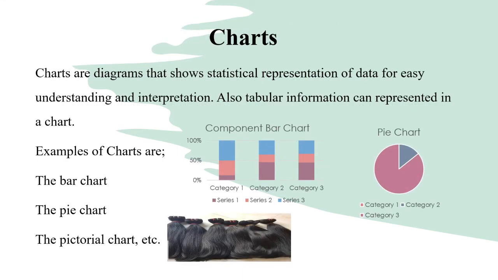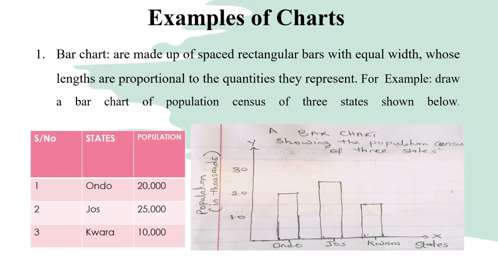Another basic tool of economic analysis is charts. Charts are also diagrams, like graphs, used to present data or information. Tables can also be translated into charts. Examples of charts are the bar chart, the pie chart, and the picture chart. So you can see that graphs and charts are somehow interrelated.